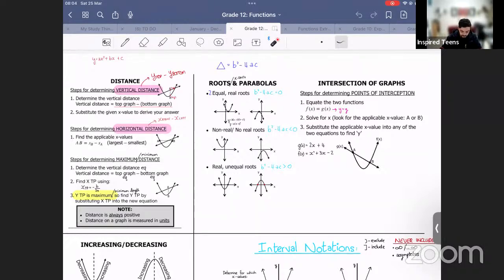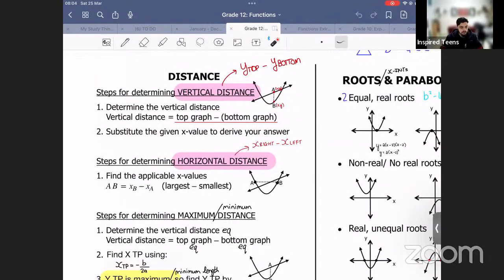Okay, so let us start. Just to recap the last few things that we did last week, we went through vertical distance. We spoke about vertical distance, and we also spoke about horizontal distance.